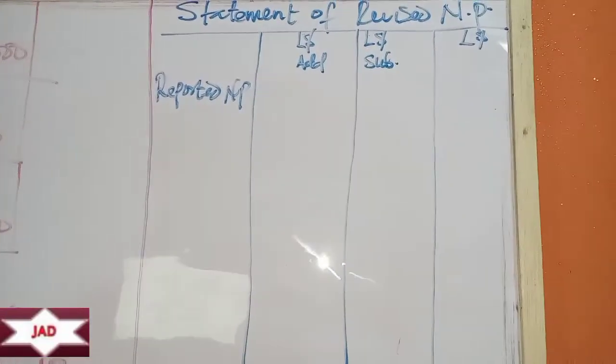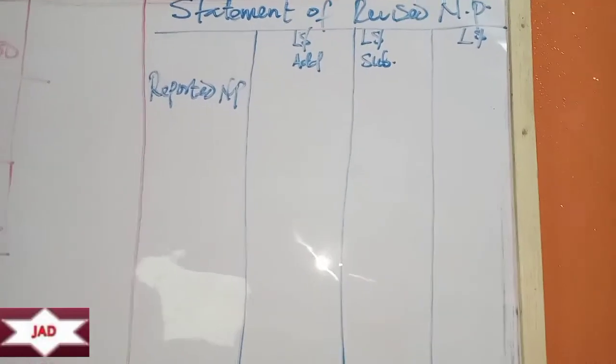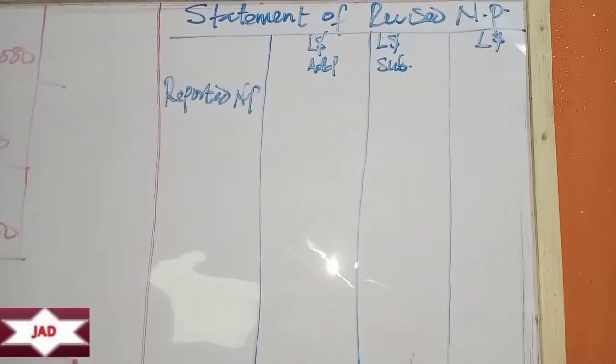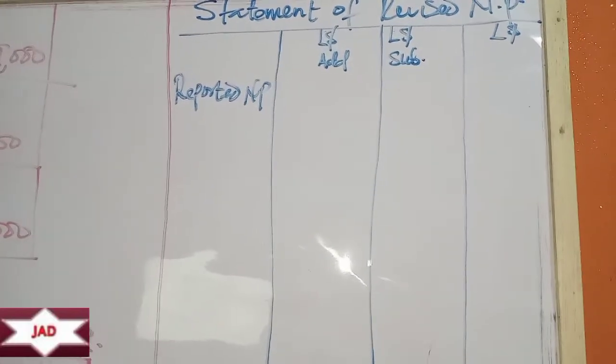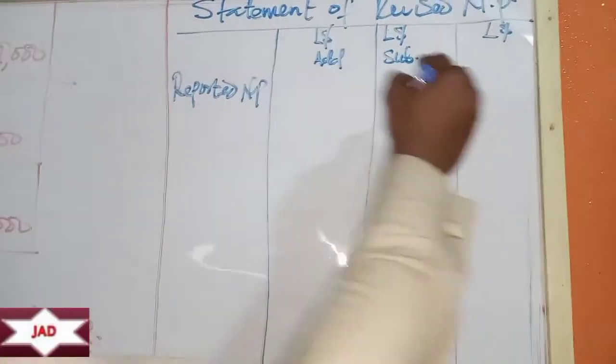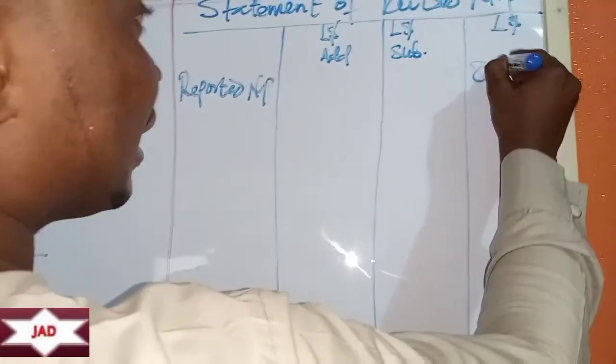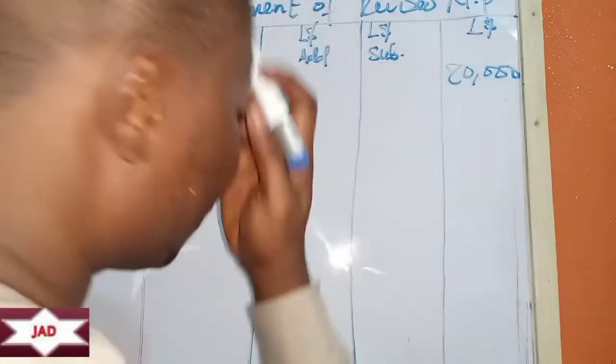So here, reported net profit. According to the question, they said what? Draft final account was prepared that revealed a net profit of 80,000 Liberian dollars. So we have reported net profit of 80,000.